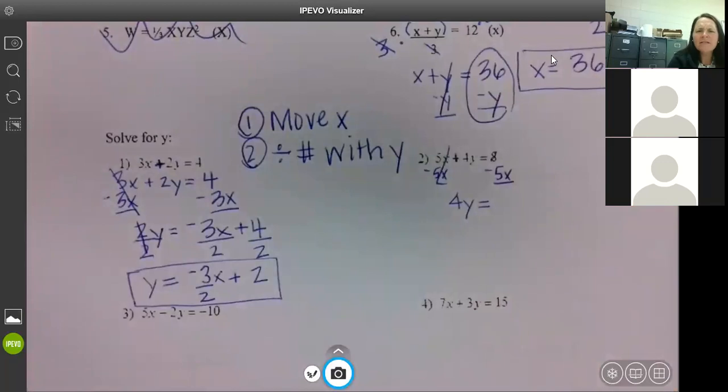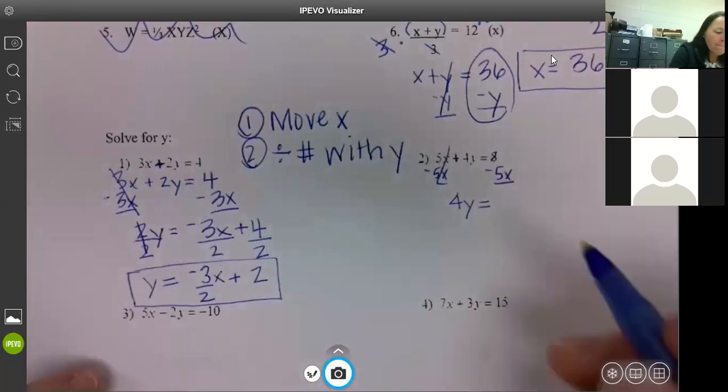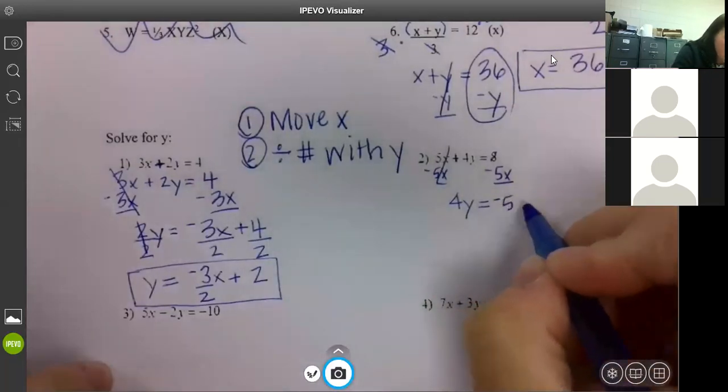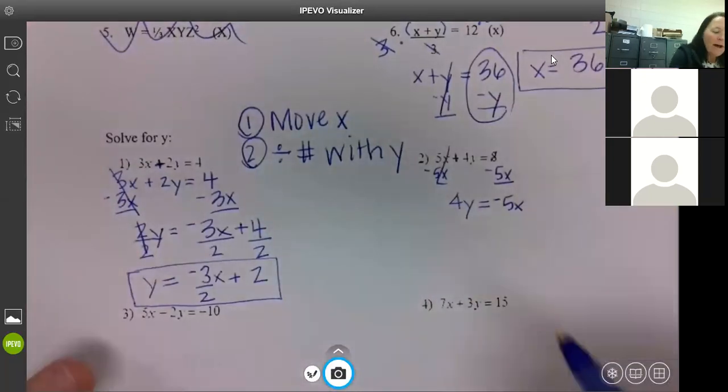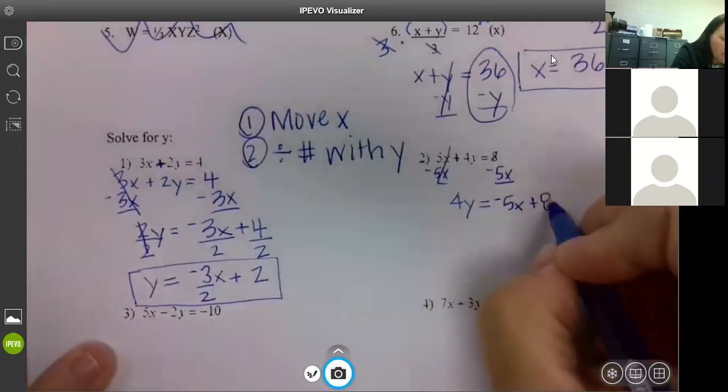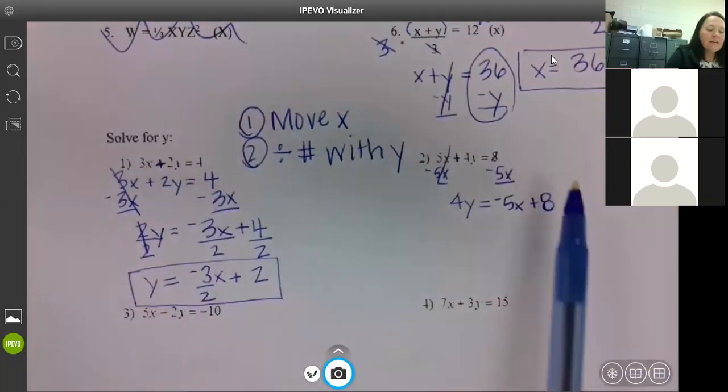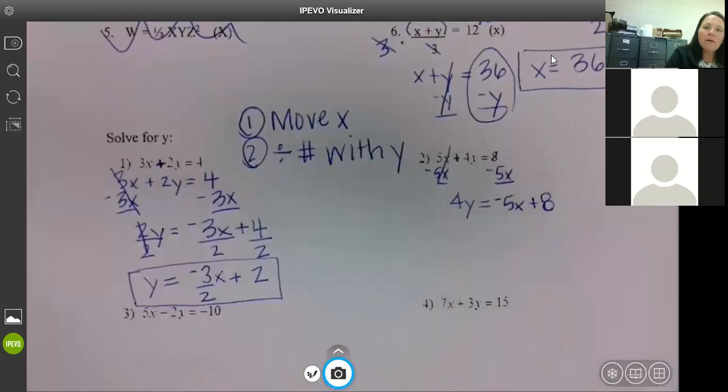And then how do I write this other side? What did I tell you to make sure you do? 8 subtract. Oh, wait. The x first. So what is our x? Negative 5x. So we're going to write our x first. It's negative 5x. And then how do I finish it? Plus 8. Why is it plus 8? Because it's a positive.